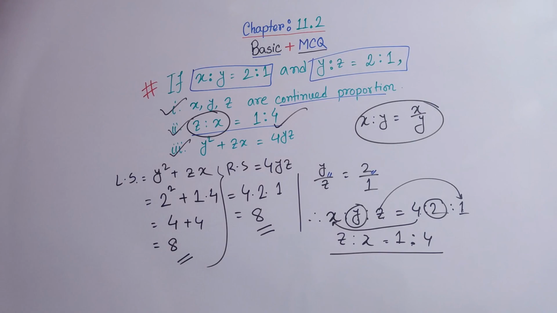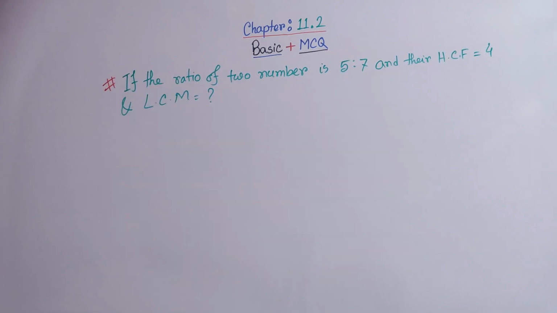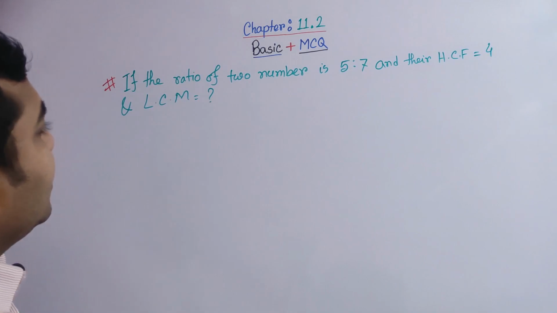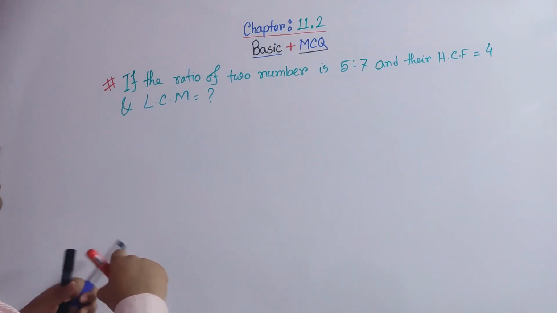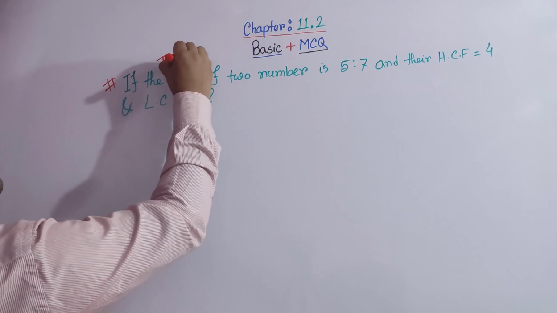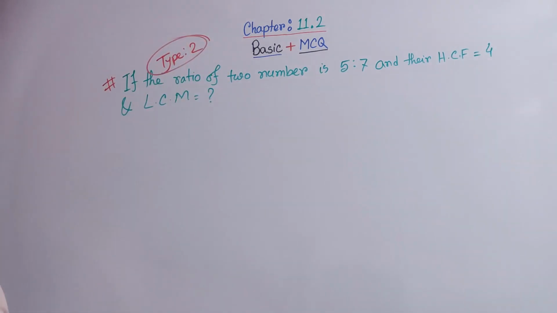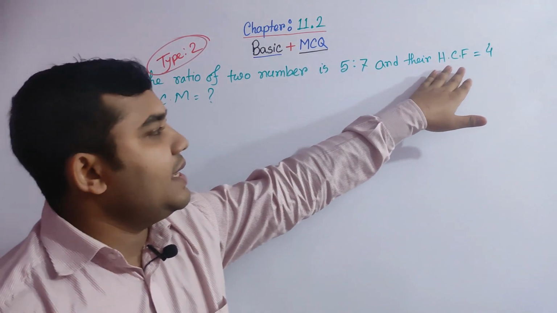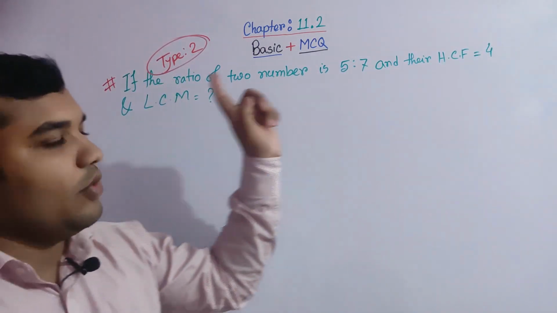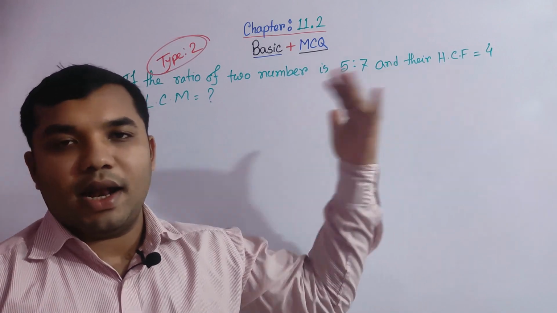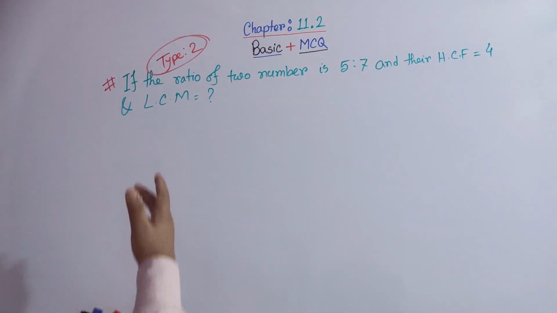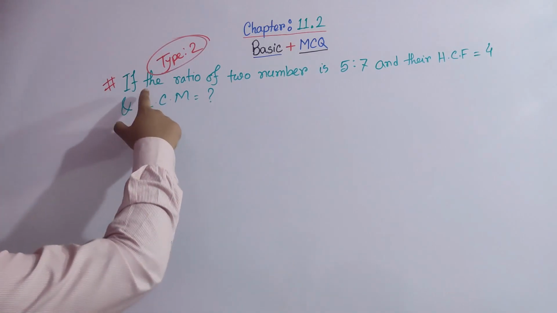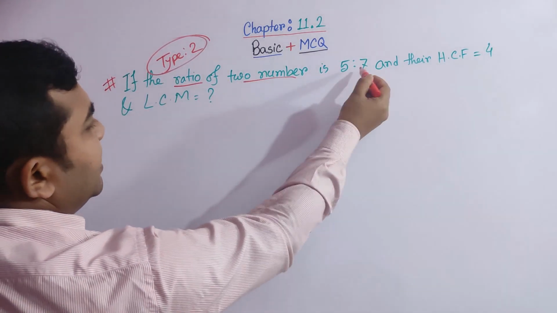Okay, now we are moving on to type number 2, that is our second type, and this type is talking about the LCM HCF problem. It can also be GCF. Okay, dear students, if the ratio of two numbers is given, sometimes your HCF is given, sometimes your LCM will be given. One thing will be given and another thing you have to find. Here our HCF is given, and also the ratio of two numbers is given.